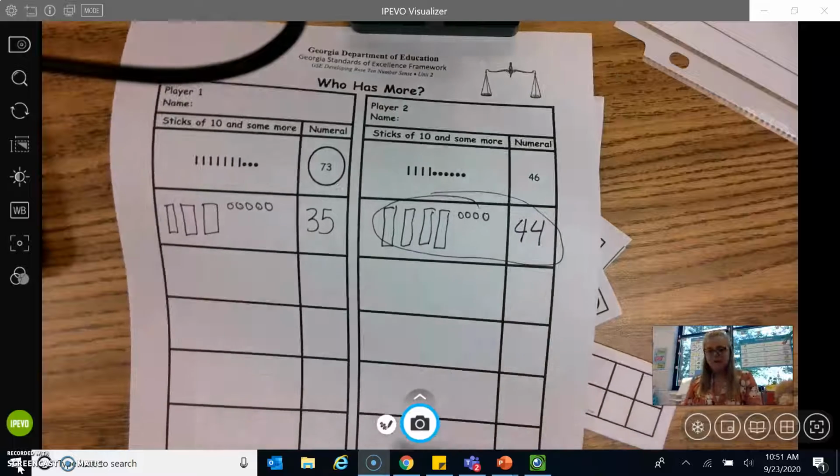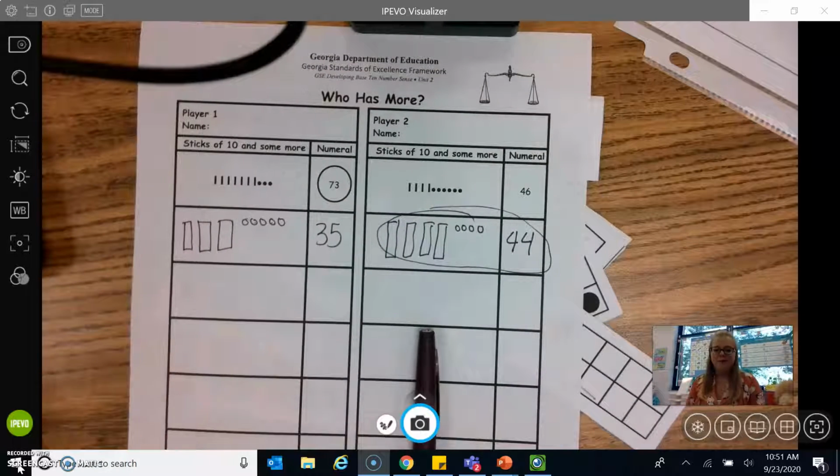We're going to play 4 more times until we have it all full, and then we're going to see who wins. If you have any questions about this game, please let your teacher know.